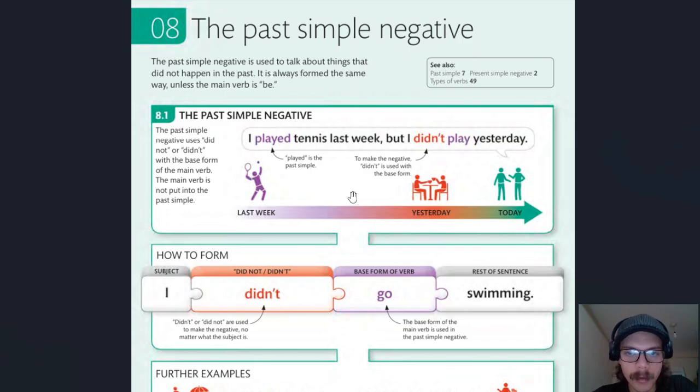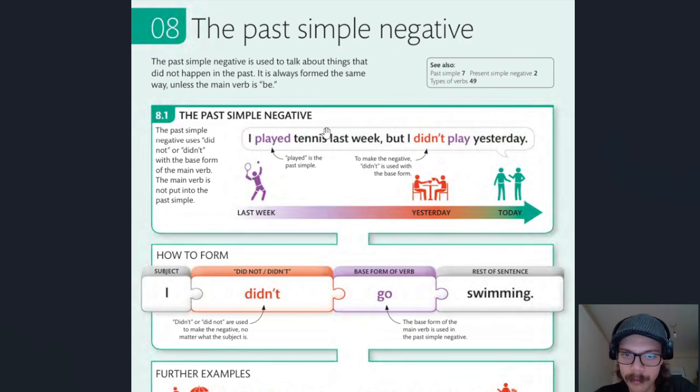If you remember, in the present, you would have two different situations that could happen. One of them is when you don't have the verb to be, and then the other one is when you do have the verb to be. The way you form the negative and the way you form the question is a little bit different. So for this first example, I'm going to go ahead and read it, and then I will explain it. It says, I played tennis last week, but I didn't play yesterday.